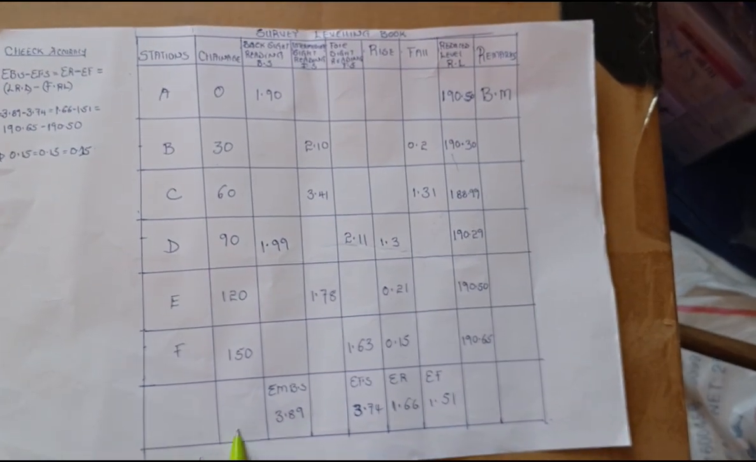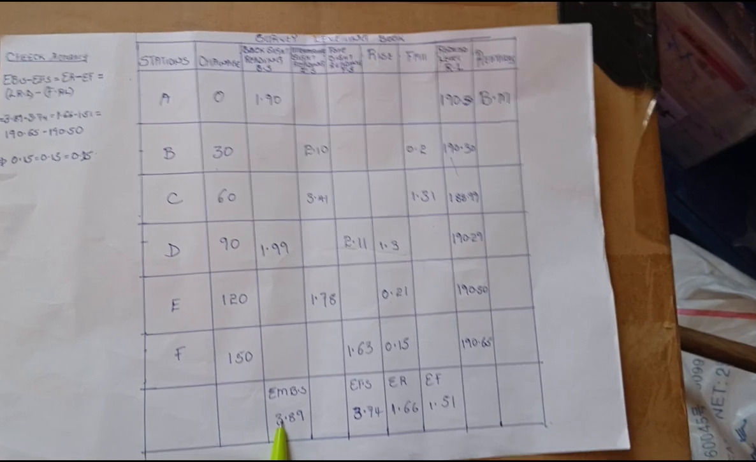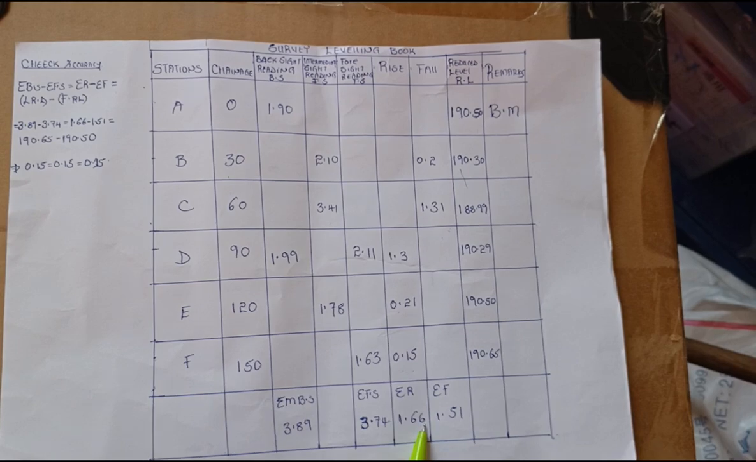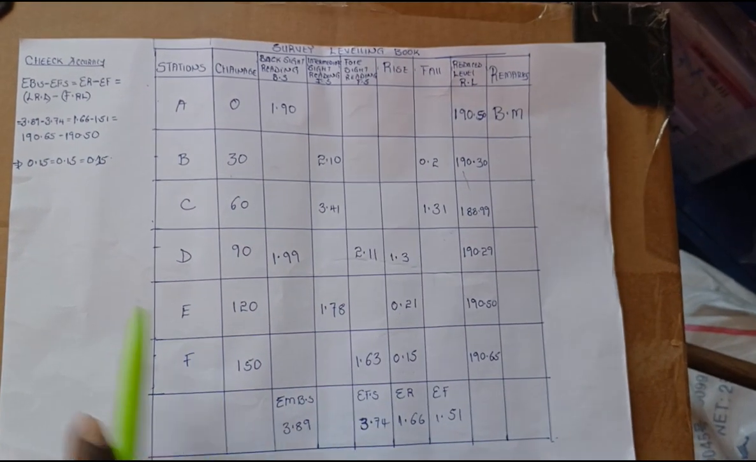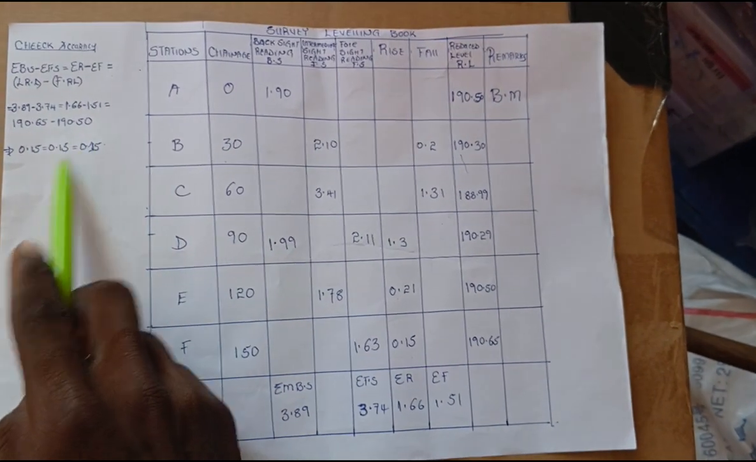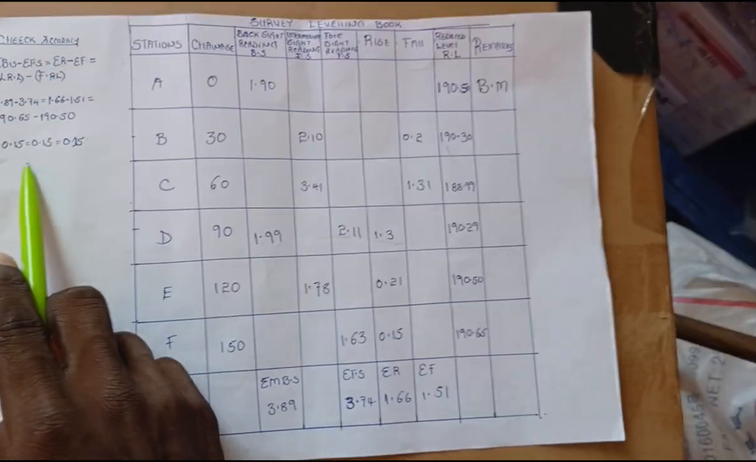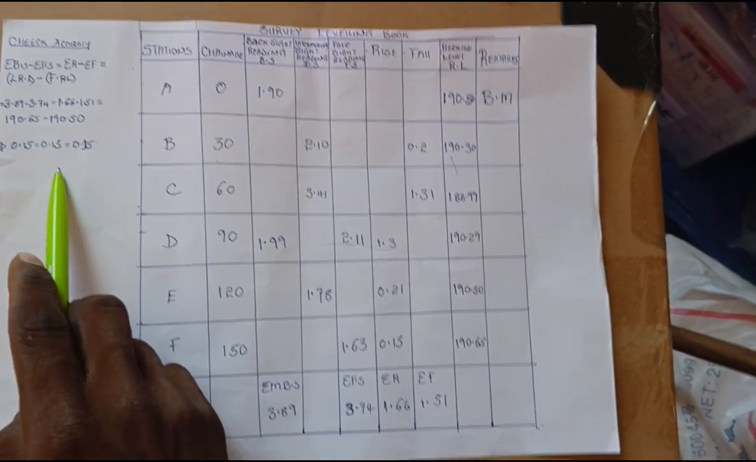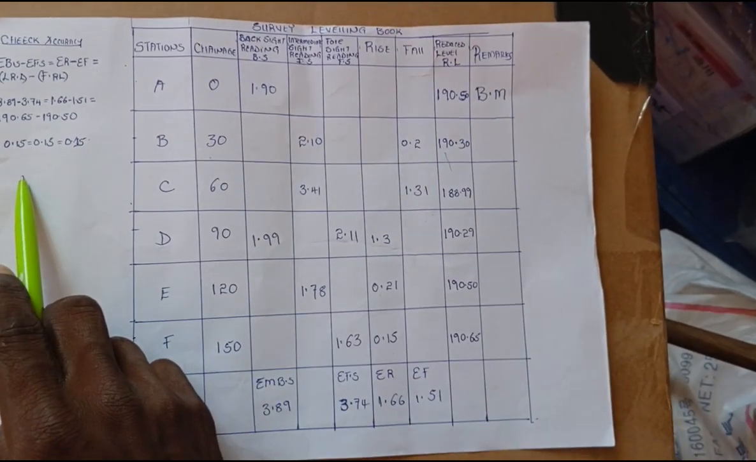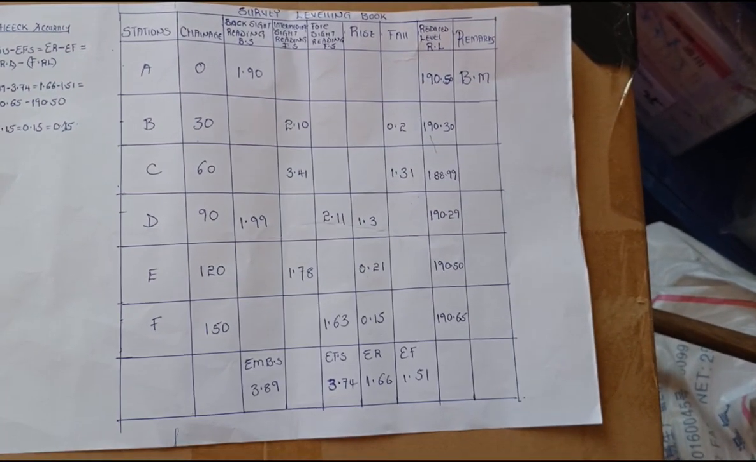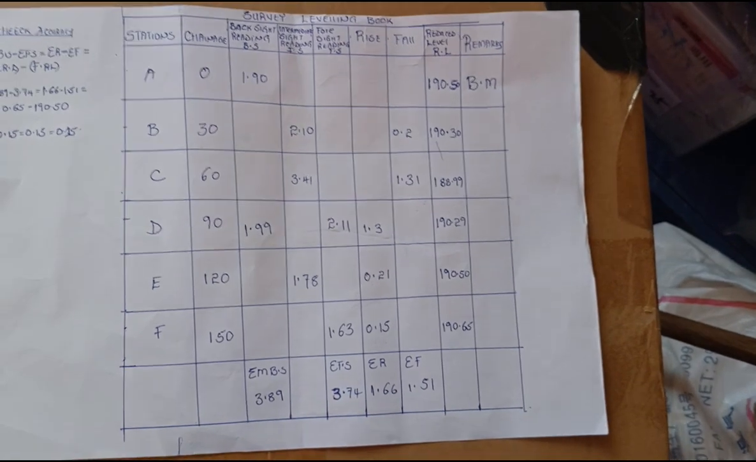So I have written them here. We have the summation of backsight readings, foresight readings, summation of rise, summation of fall. As you can see, I just wrote them appropriately, and mine was 0.15 equals 0.15 equals 0.15. That means my survey work was accurately done, and that is all that is entailed in that survey leveling book.